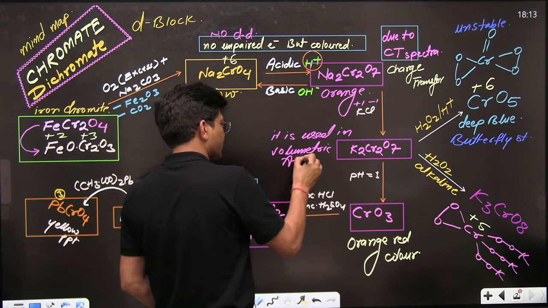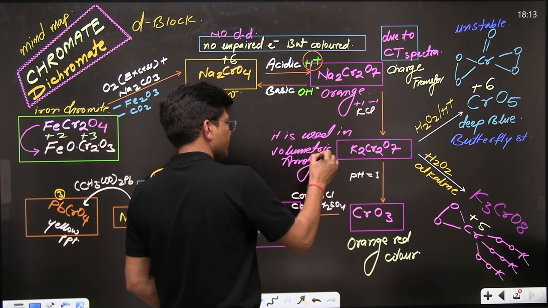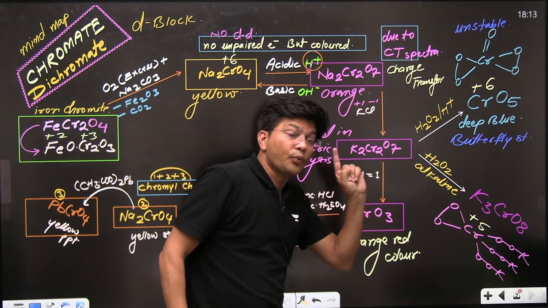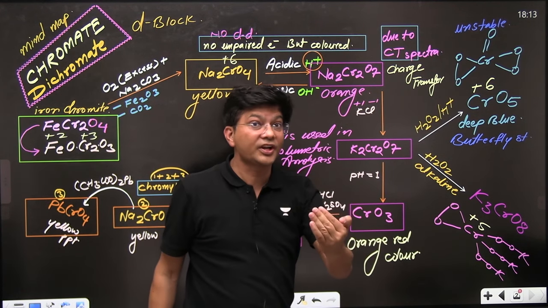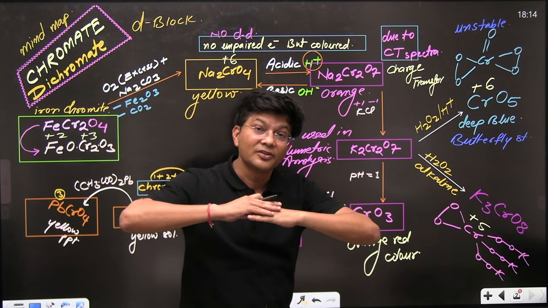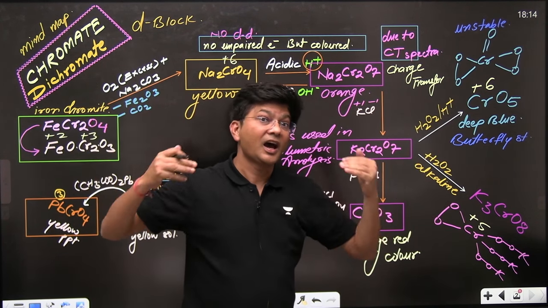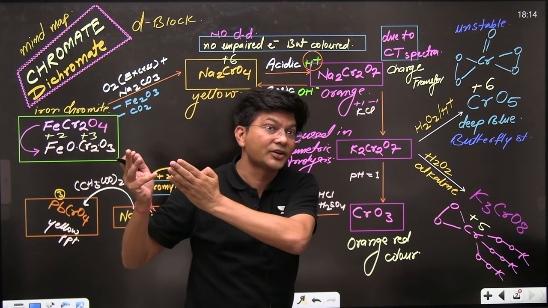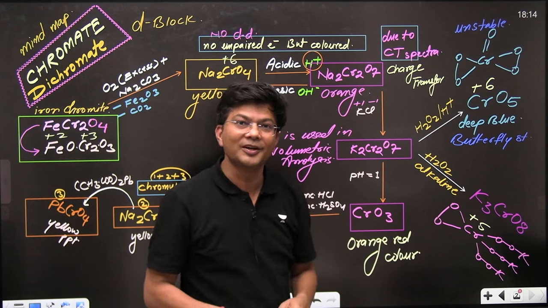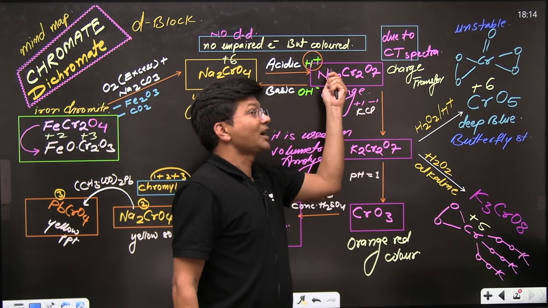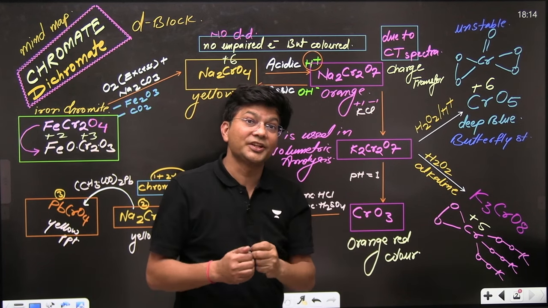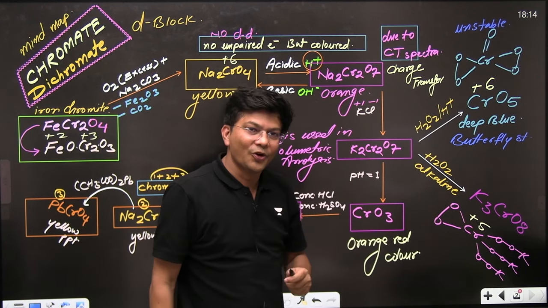Now, see the trick, HSAB's trick. This is large cation, large anion. Whenever you are provided with large cation, large anion, that means good bonding. Good bonding means high lattice energy. High lattice energy means more lattice energy, less hydration energy, so less solubility. There, small cation, large anion, less lattice energy, more hydration energy, more soluble in water.